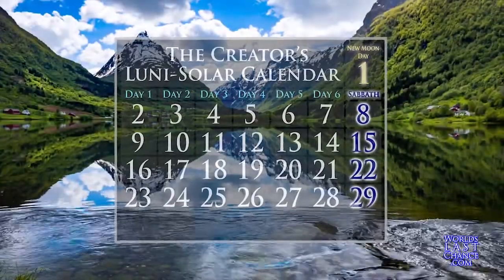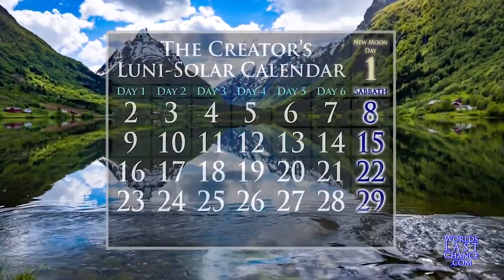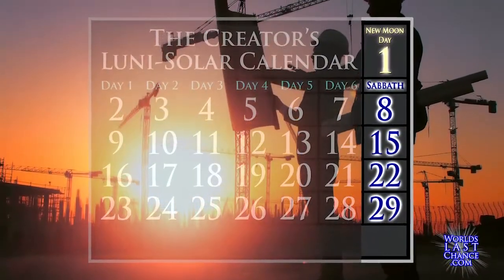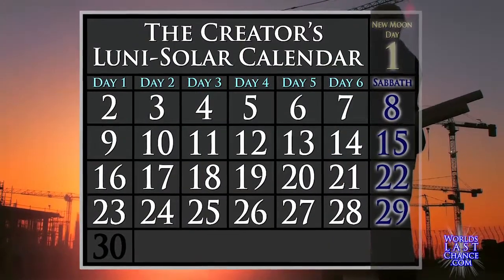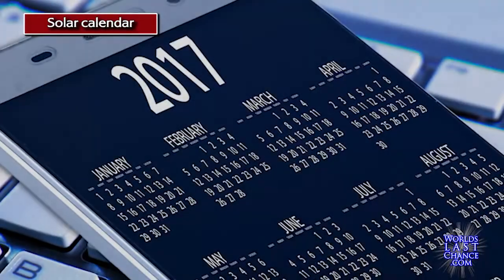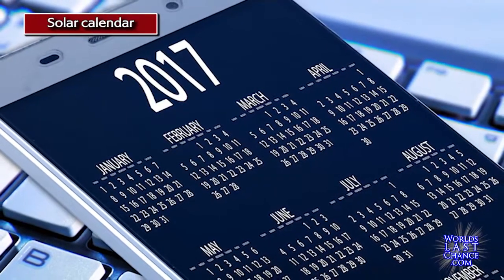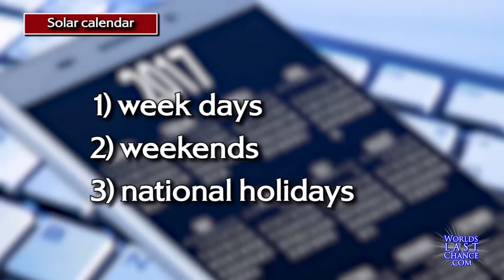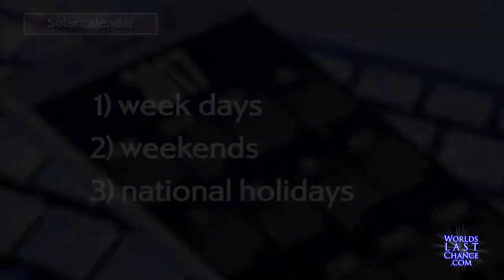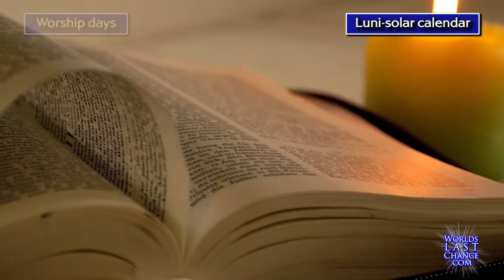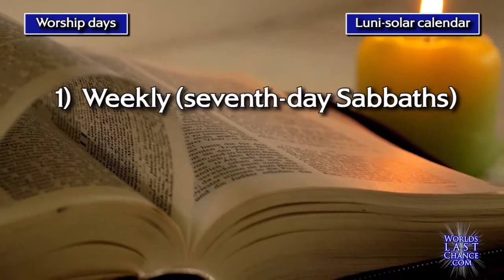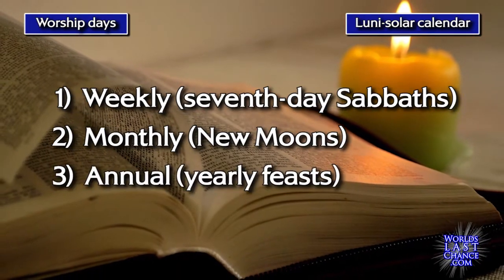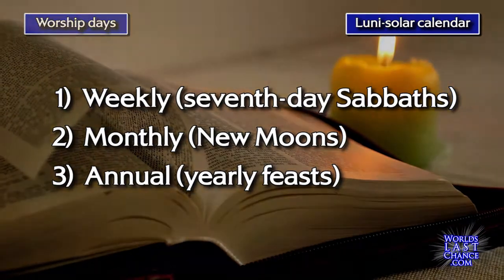Yahweh has always clearly specified by name or date which days are to be kept holy. Thus, all days not specifically designated as holy days are work days. The Gregorian solar calendar has different categories of days: weekdays, weekends, when most people take off work, and national holidays. The biblical calendar has 3 categories of worship days. 1. Weekly, seventh-day Sabbaths. 2. Monthly, new moons. 3. Annual, yearly feasts.